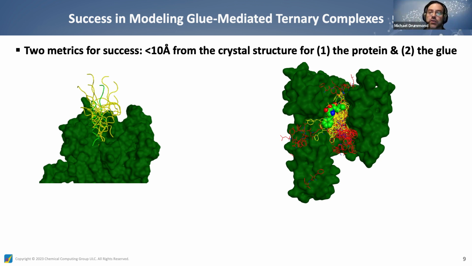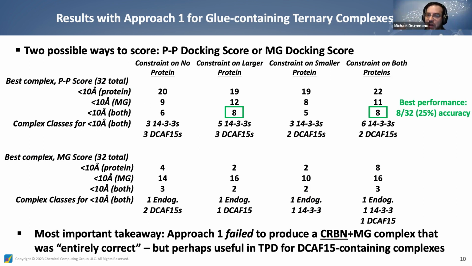We use the same thing for the glue. So same sort of thing, the green position and space filling, that's our crystallographic answer. The red ones are just incorrect, more than 10 angstroms, and the yellow ones are again close enough for us to consider it a hit. Now, let's take a look at those hits.